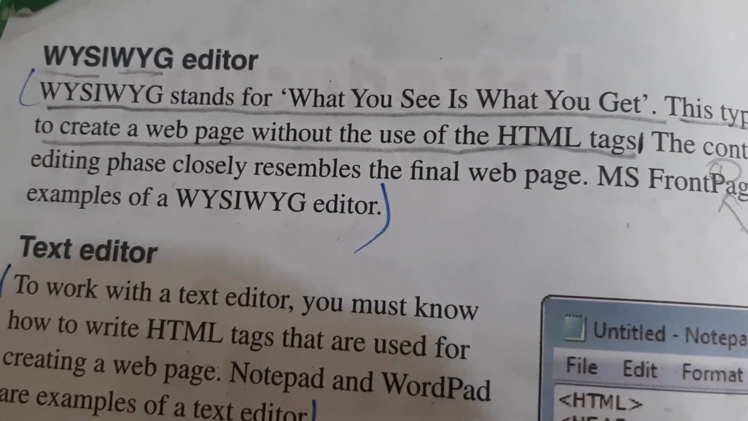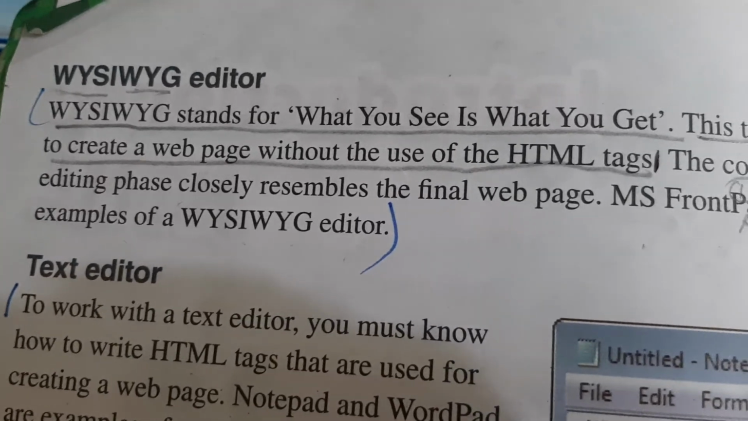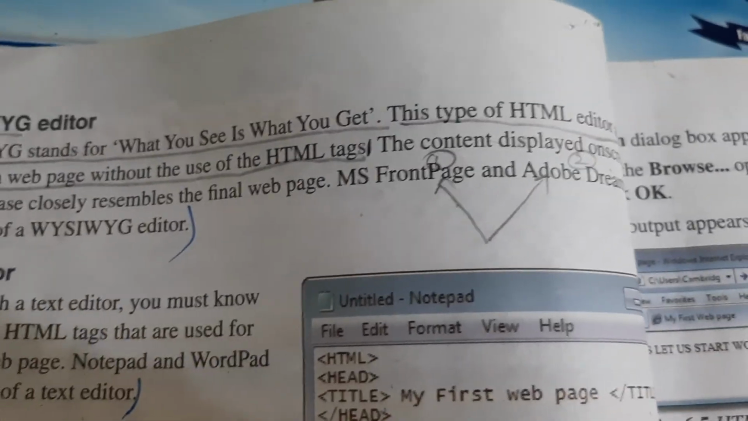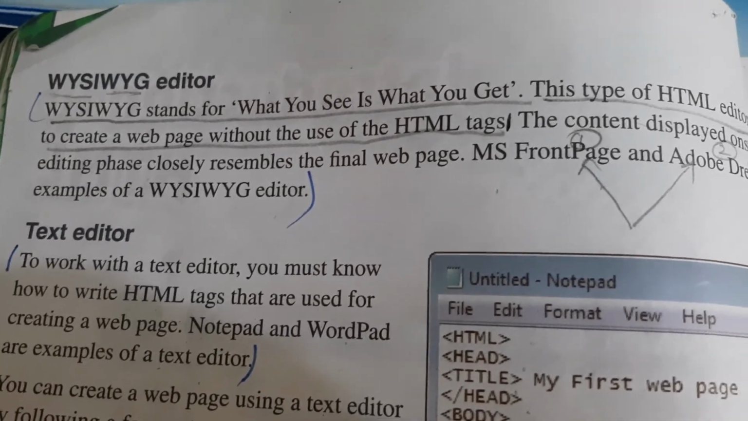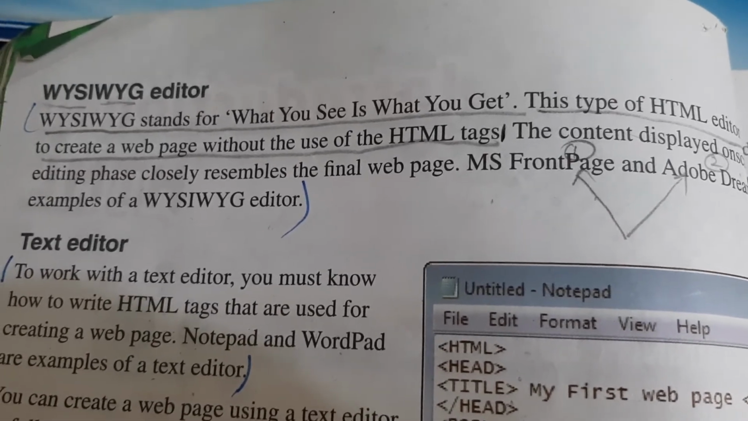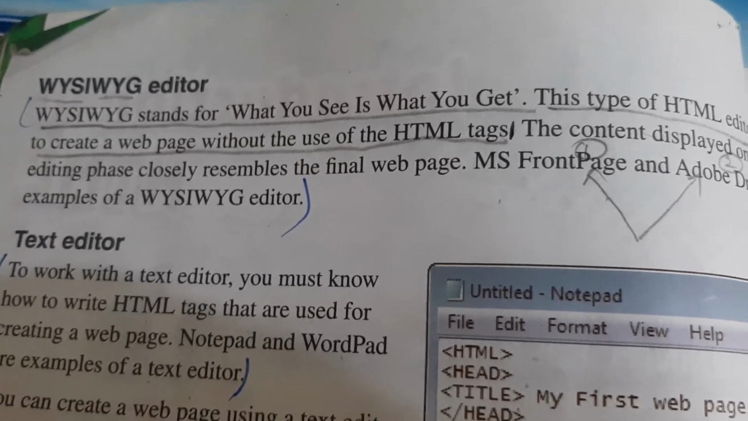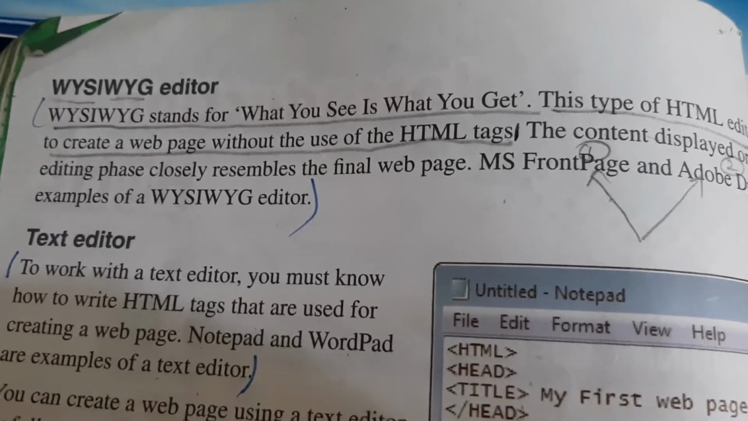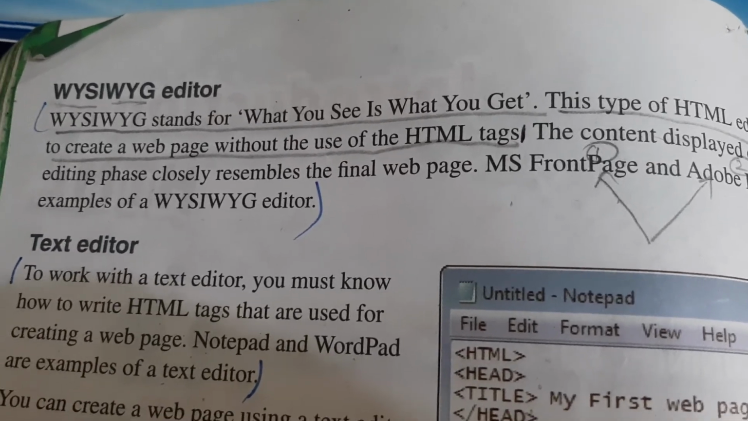Students, WYSIWYG is an HTML editor. It stands for what you see is what you get. This type of HTML editor is used to create a web page without the use of HTML tags. Now, what are tags? In the next lecture, we will learn what HTML tags are. But a WYSIWYG editor is without tags.